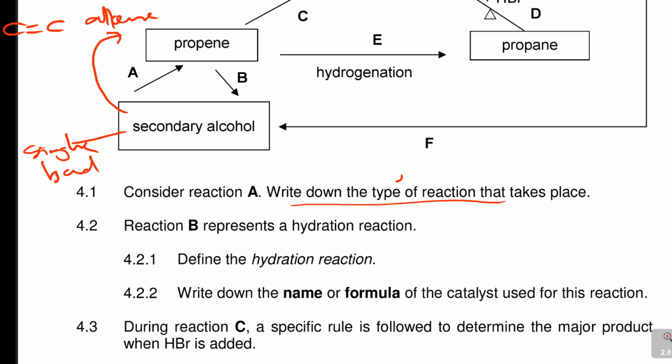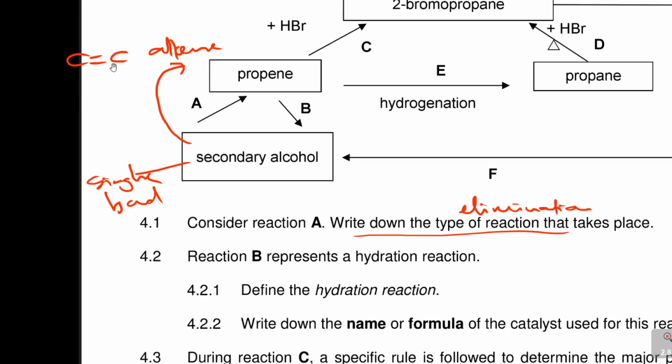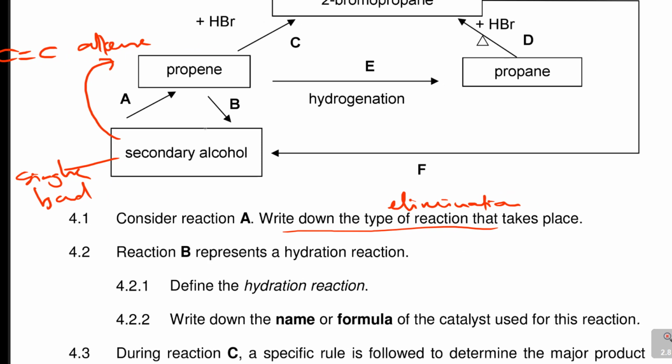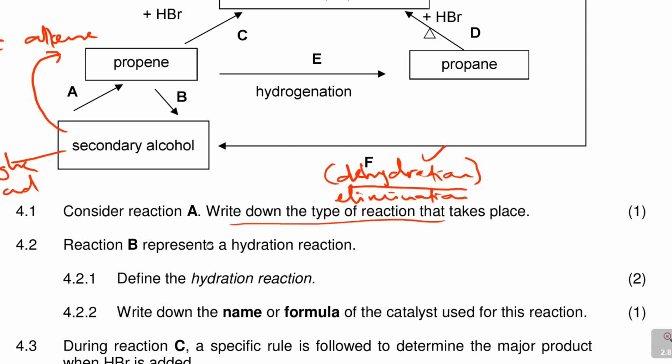The type of reaction is elimination, because to get an alkene, a double bond from a single bond, you have to eliminate. But the most proper answer there is a type of elimination. Remember, from alcohol to an alkene is dehydration. You're taking out water there. It's a dehydration reaction, to be specific. 1 mark anyway, so it's fine.